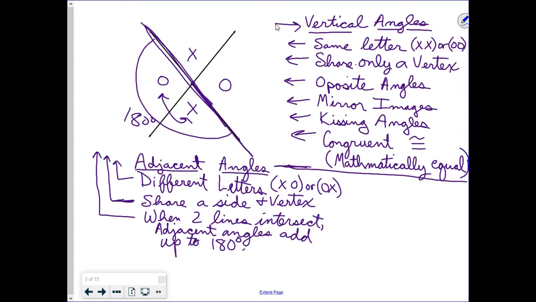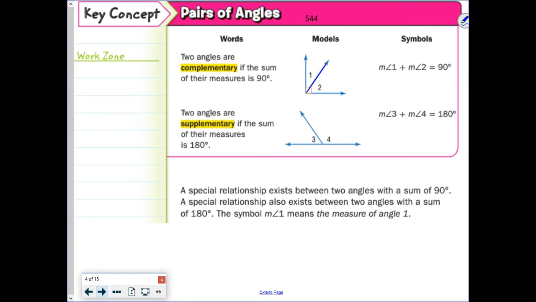But today we're going to look at a couple of other angle relationships that are not necessarily formed from intersecting lines. They can be formed by just having a pair of angles. So you see here complementary. Two angles are complementary if the sum of their measures is 90 degrees.